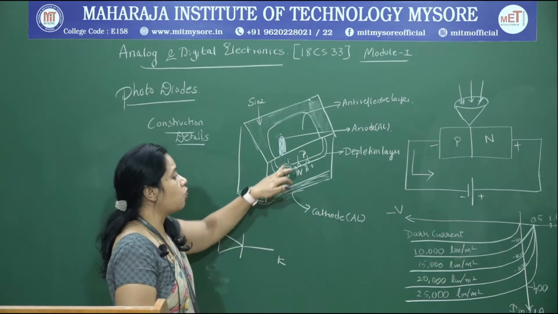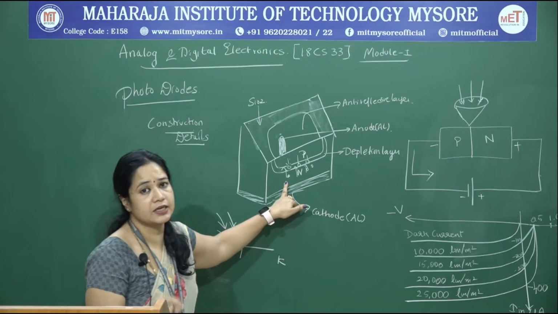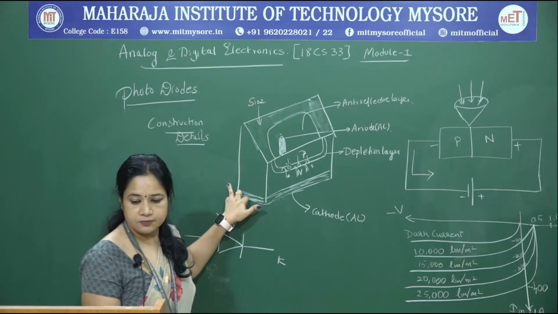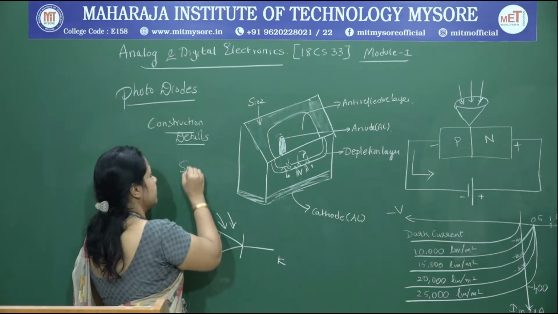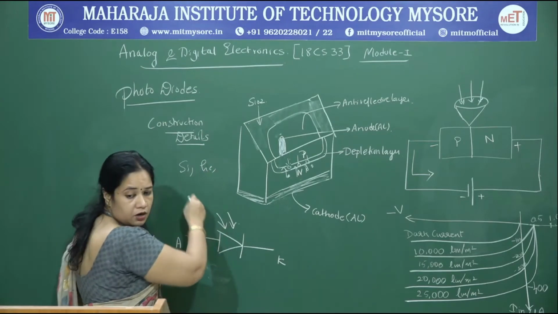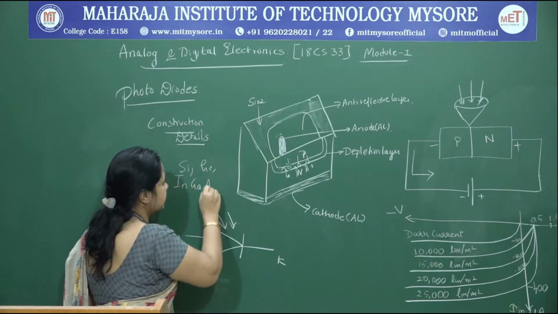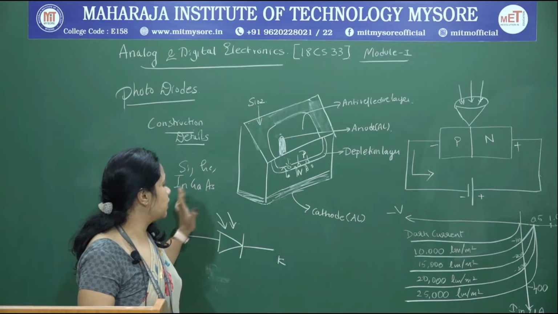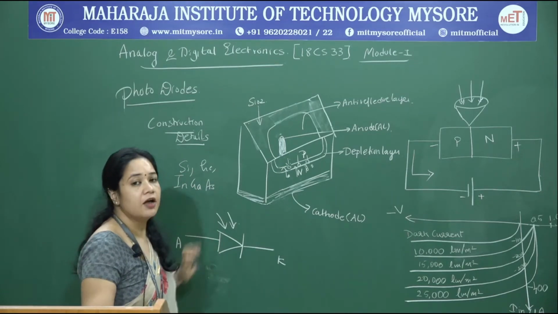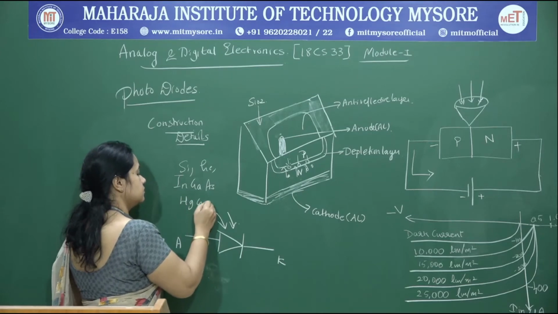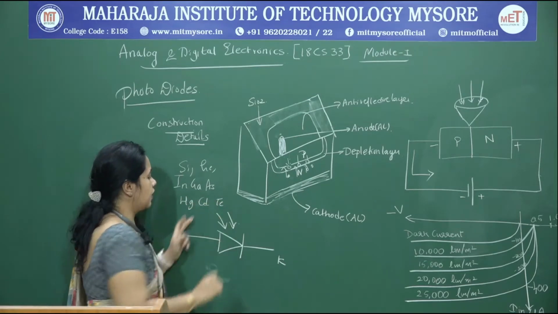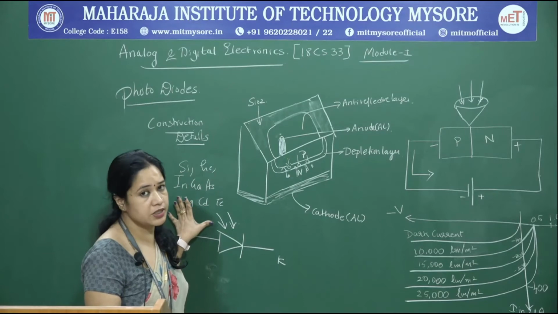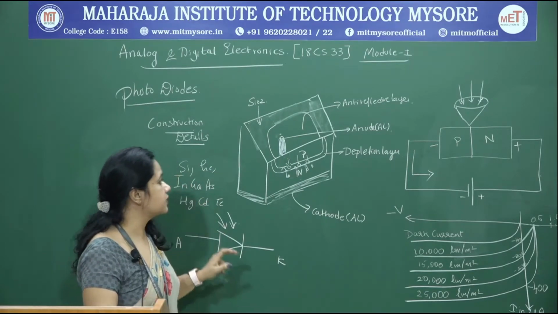And please note, we use special types of semiconductors for forming a photodiode. It could be constructed using silicon, germanium, indium gallium arsenide, mercury cadmium telluride and so on. Usually photodiodes are constructed using these types of special semiconductor materials.